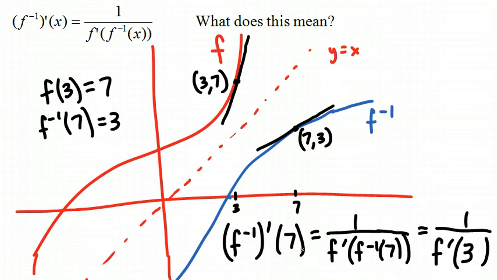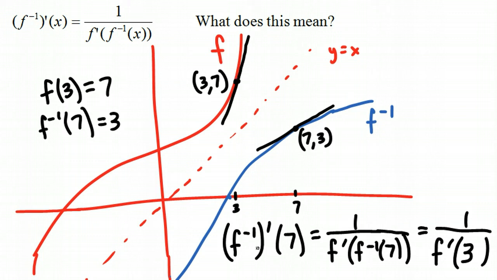Okay, this left-hand side, the slope of this line, is equal to 1 over f prime of 3. What's f prime of 3? That's the slope of this line. Here's the graph of f. f prime of 3 would be the slope of the tangent line at 3.